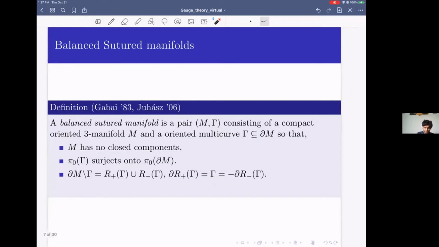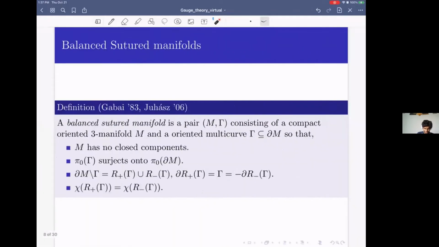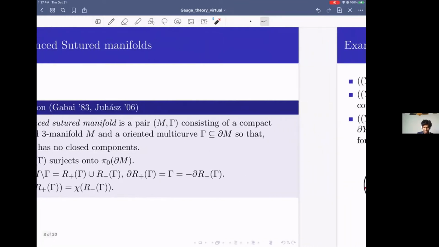And for us, there will be a fourth condition, which is the balanced condition. It says that the Euler characteristic of these two regions are the same. In fact, in our case, all the sutured manifolds we would be interested in will be balanced. So let's look at some examples.